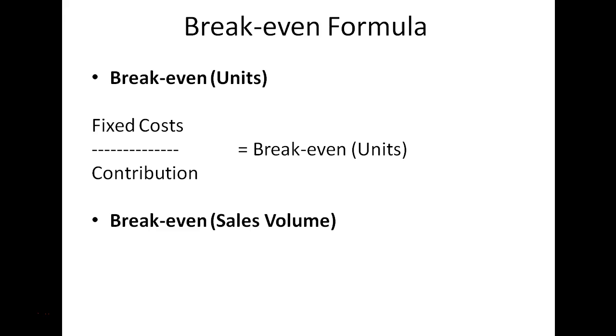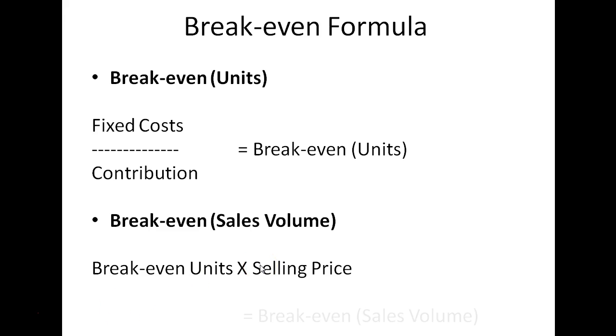The second type of break-even, which we're going to look at in the next video, will be break-even in terms of sales volume that needs to be achieved. So that break-even will be calculated by multiplying the break-even in units by the selling price, and that will give us the amount of sales we actually need to generate to make the break-even in terms of sales volume.